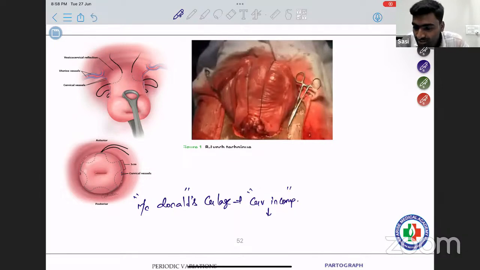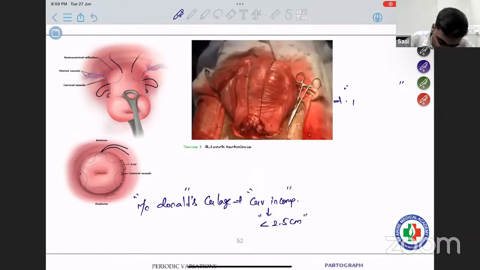Answers in the chat box. Yeah, you are getting it correct. At or less than 2.5 centimeter, you will decide it is an incompetent cervix. Next one, you will see, what is the name of this suture? Yeah, we're getting it correct. The name is the B-Lynch suture, which is being used for postpartum hemorrhage. Fine, which is used for postpartum hemorrhage.